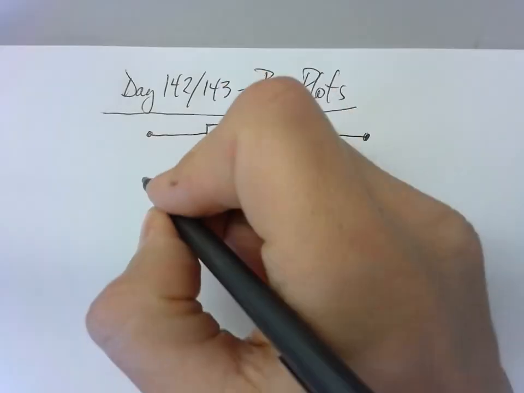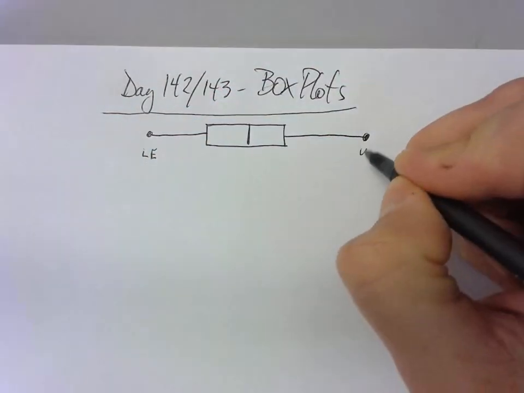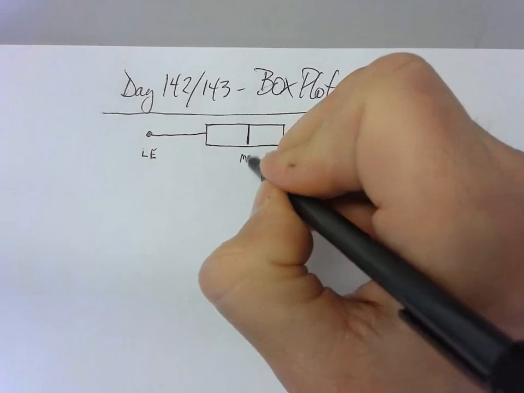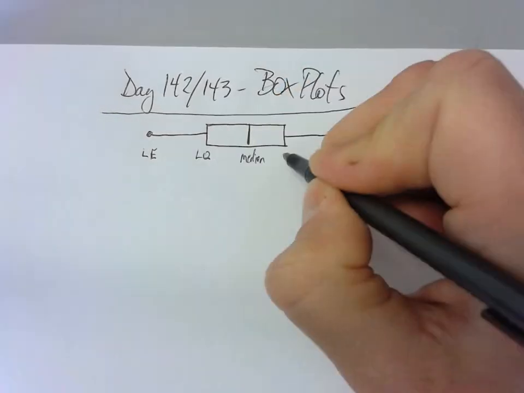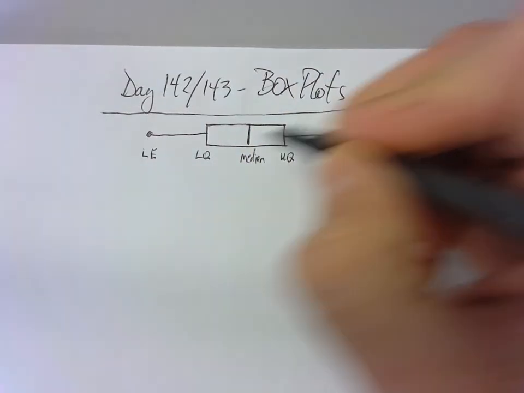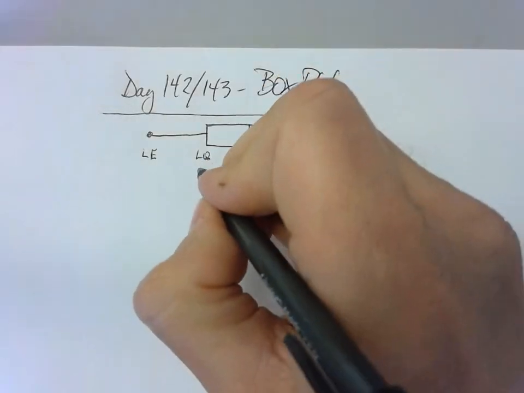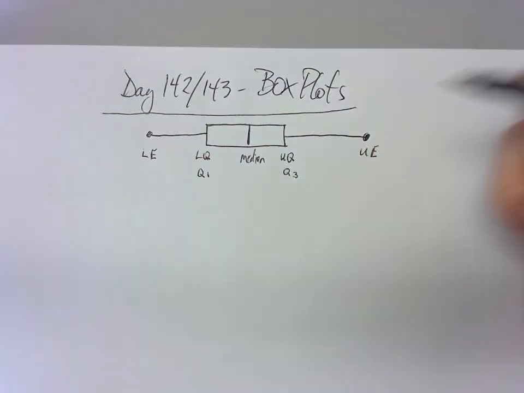So down here we have the lower extreme. Up here we have the upper extreme. Then of course in the middle we have the median. We have the lower quartile and the upper quartile. Now if you had a calculator like we would at school, you would also see these a little bit different. So these would also be called Q1, which is quartile 1, and Q3. So you may hear me talk about those 2.